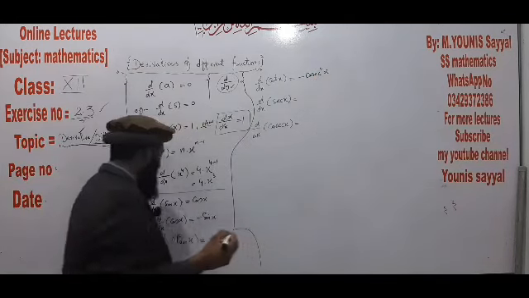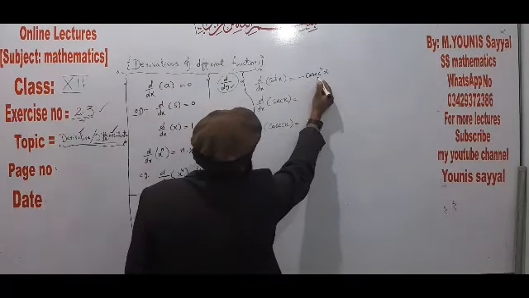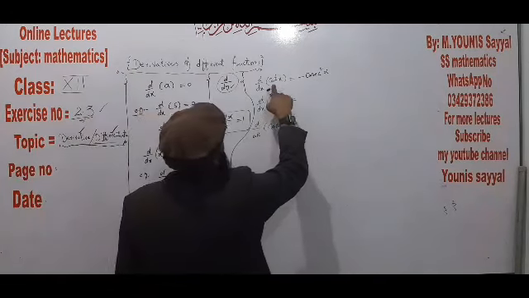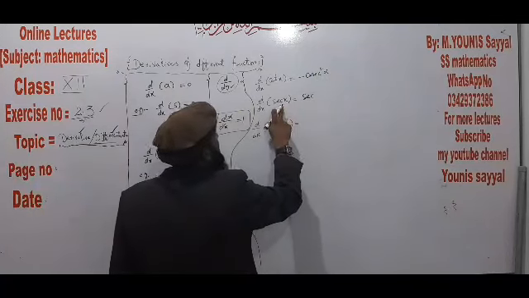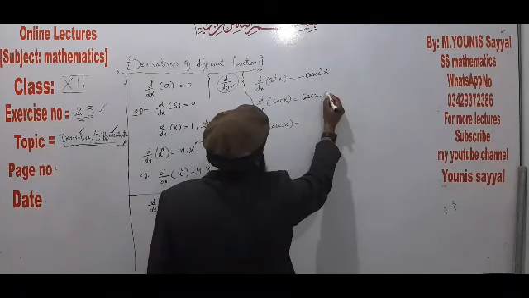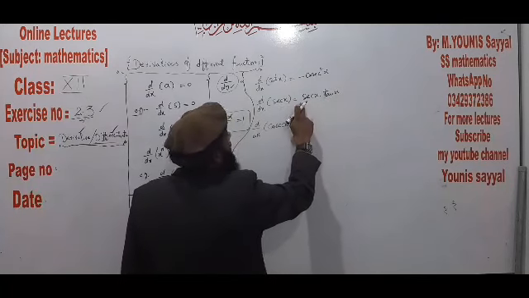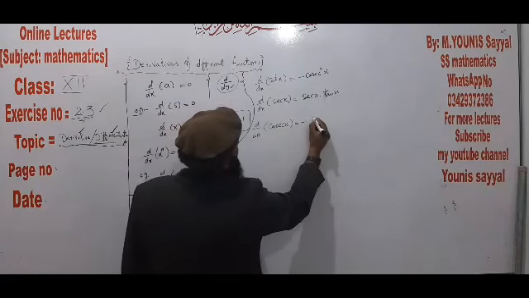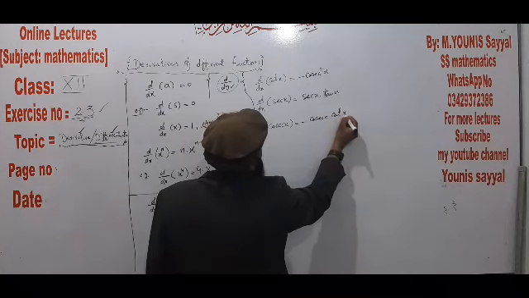The relation of tangent is with secant and the relation of cotangent is with cosecant. So derivation of tangent is secant square x and derivation of cotangent is minus cosecant square x. Similarly, derivative of secant x is secant x dot tangent x, secant x itself and extra tangent x. Similarly, derivation of cosecant x is equal to minus cosecant x dot cotangent x.